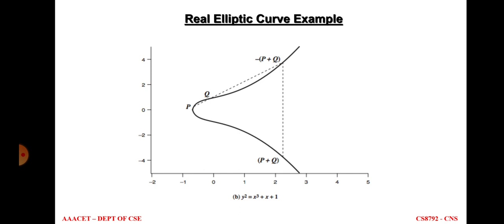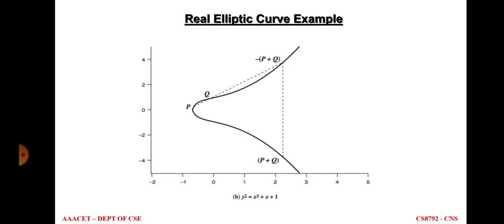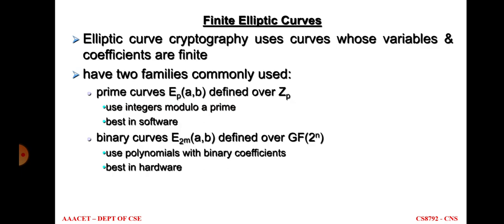So this is the elliptic curve cryptography, which should be the sum of P plus Q. That is, the upper part is minus of P plus Q and the below part is P plus Q. So this is the real elliptic curve example. And when is the elliptic curve known as a finite elliptic curve?